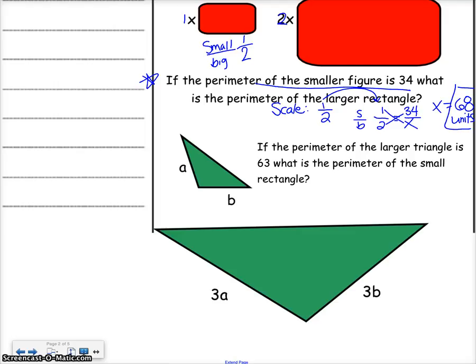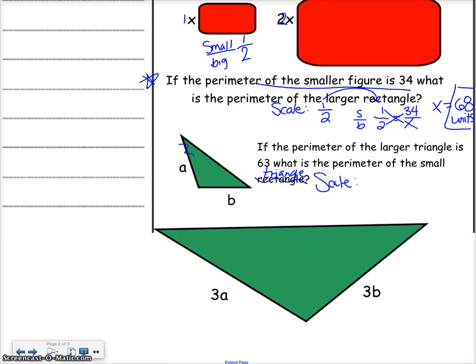Okay, the next one. If the perimeter of the larger rectangle is 63, what is the perimeter of the small rectangle? So I need a scale factor that relates my small, this should be triangle, my small triangle to my big triangle. Let me repeat this. The perimeter of the large triangle is 63. What is the perimeter of the small triangle? So I need to identify the scale factor that relates these two triangles.